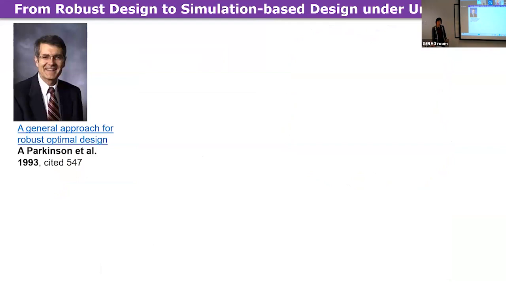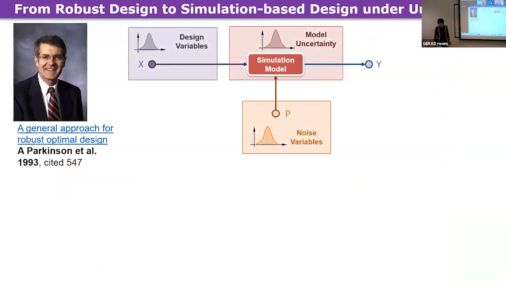So I also want to share with you the people who had a huge influence on my research direction. My PhD was in 1995. At the time I was doing my PhD, this paper, I think the first paper in the design area by Professor Parkinson, called A General Approach for Robust Optimal Design, really opened my mind to thinking about uncertainty around simulation-based design. We have uncertainty that comes from noise. We also have the uncertainty of the design variable itself.